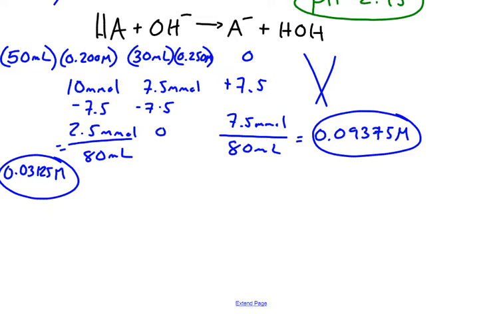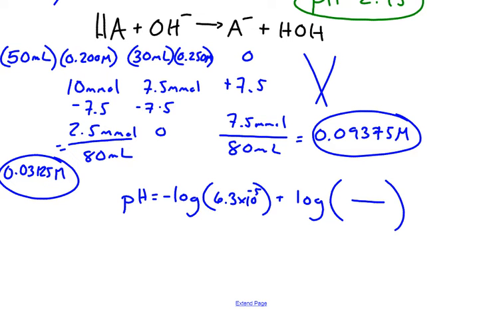So then what I would do, pH equals negative log. This is on your yellow sheet. 6.3 times 10 to the negative fifth. Base over the acid.